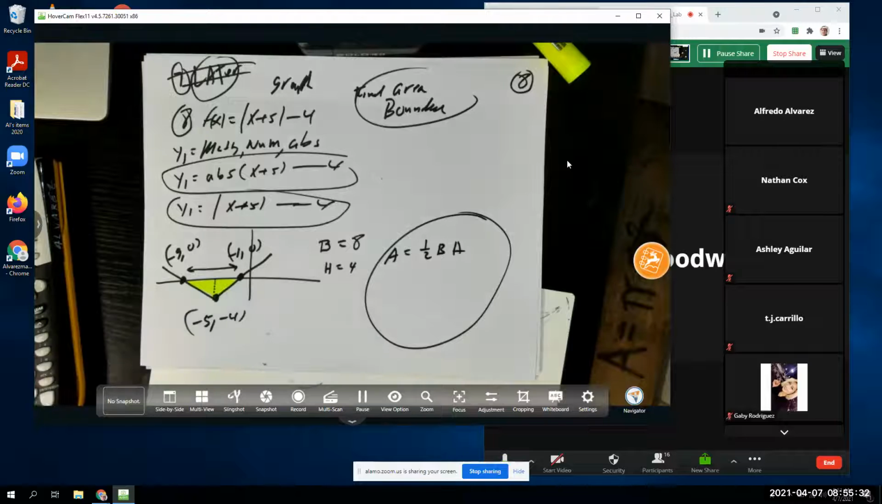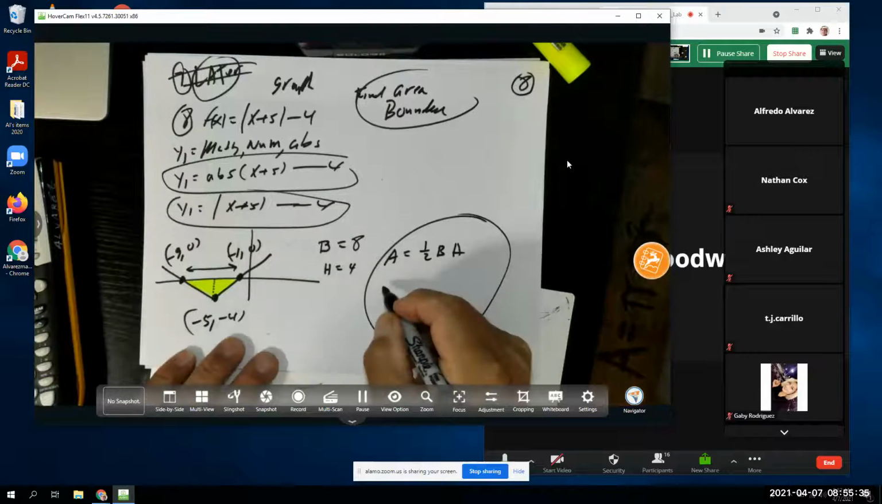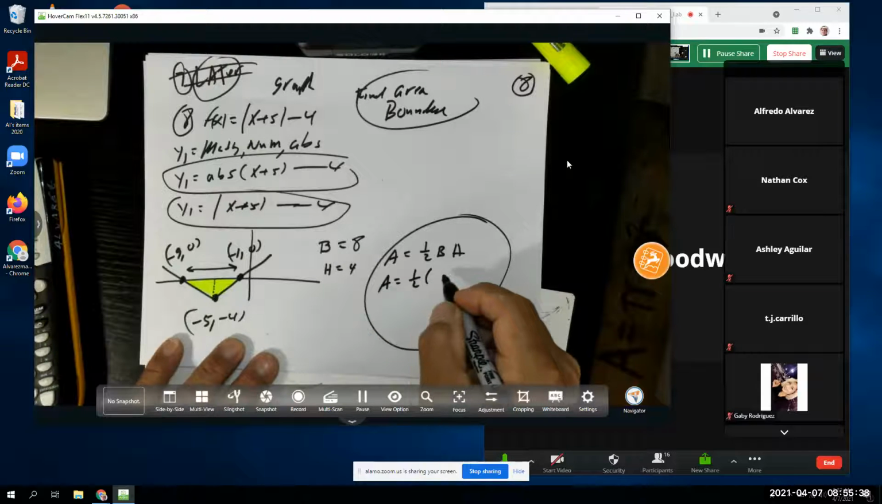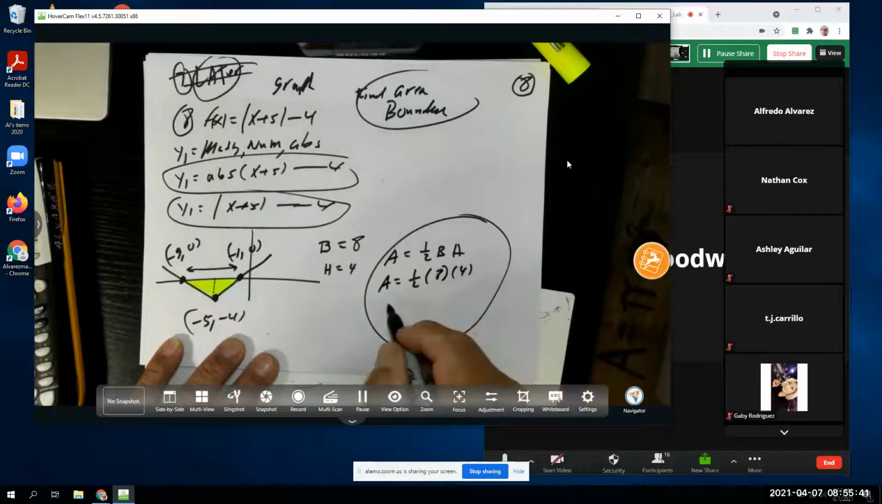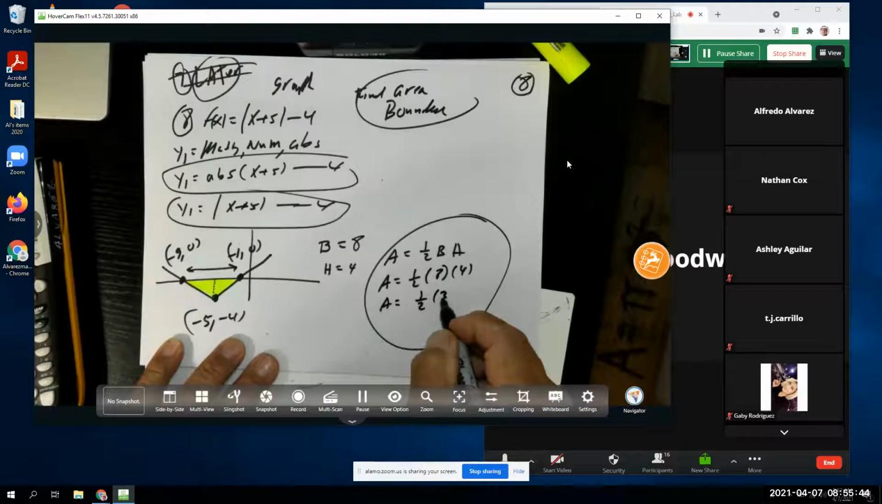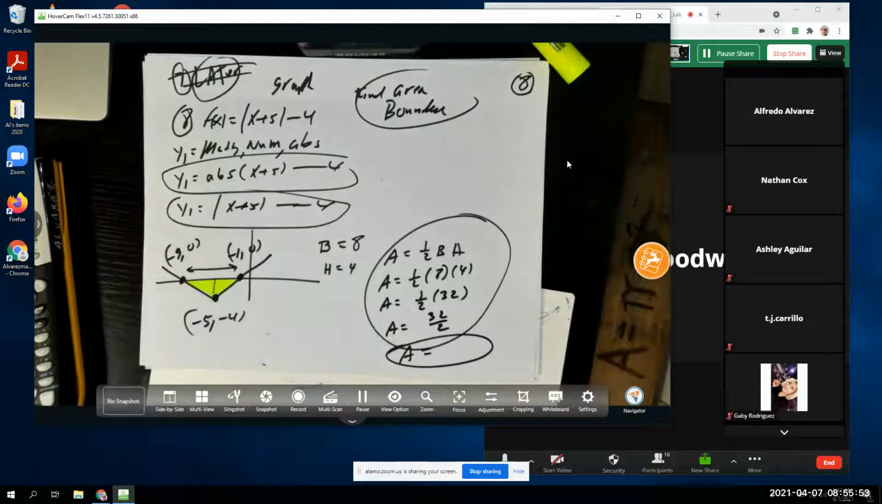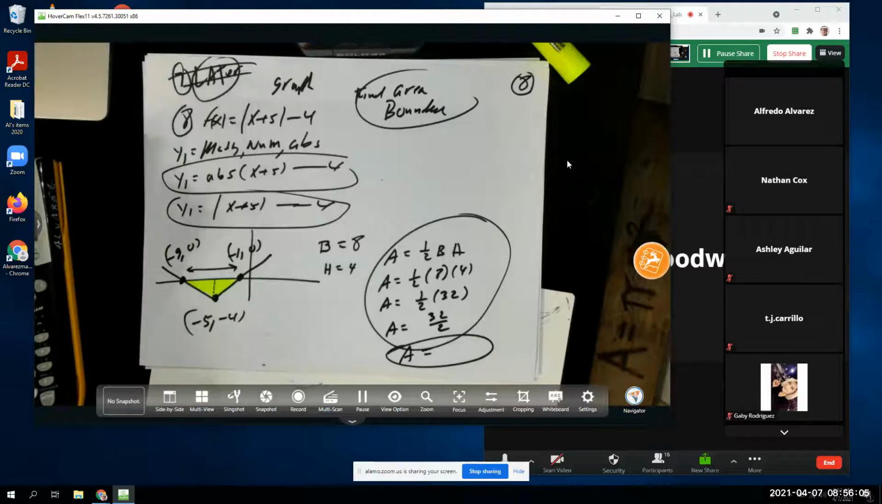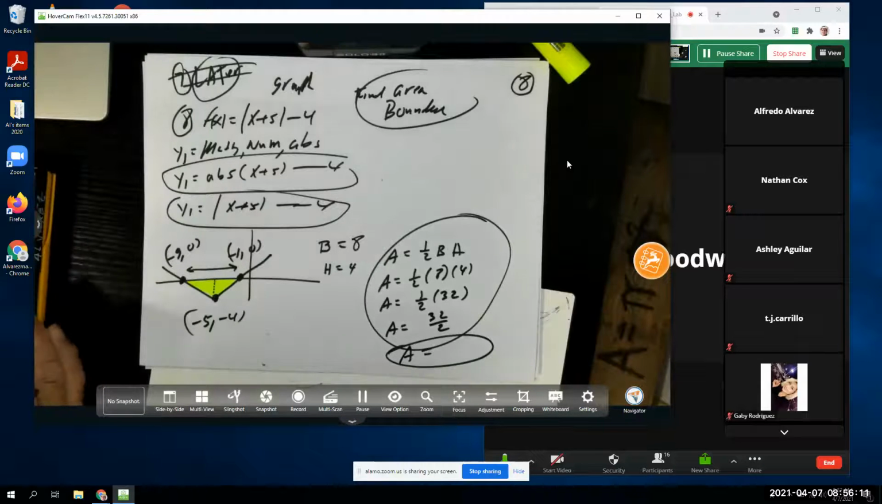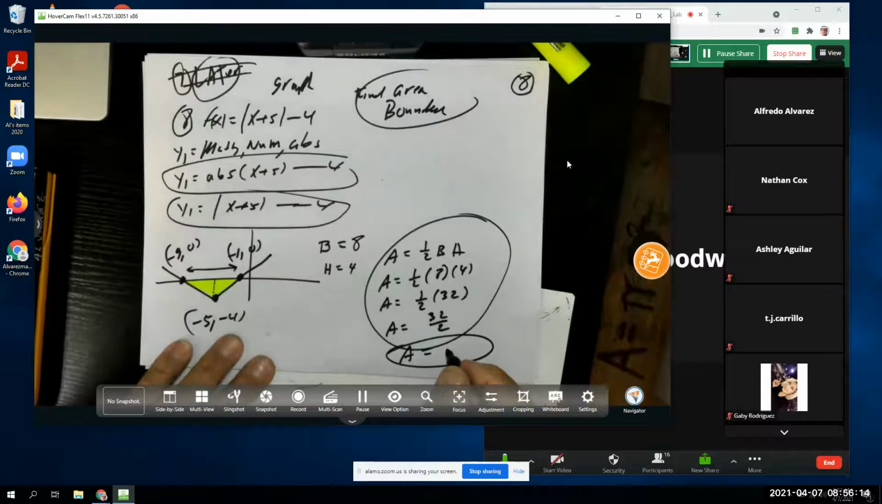So now, Tommy, A is 1/2. What's the base? You said the base was 8 and the height was 4. So area equals 1/2 of 32. So area equals 32 over 2. So area is, I don't know, whatever that number is. What is that number? What's 32 divided by 2? What is it? Yes, tell me. 16. 16, yeah, there you go.